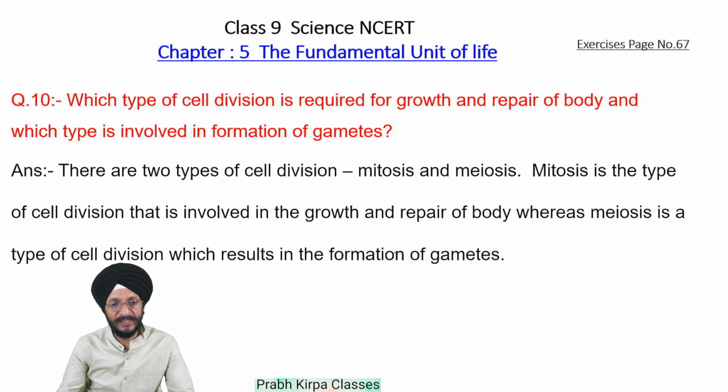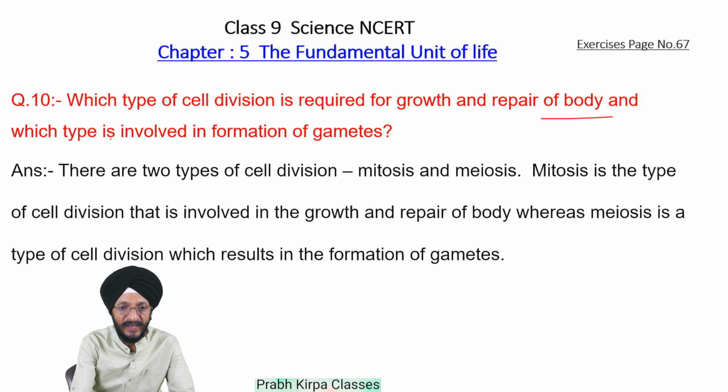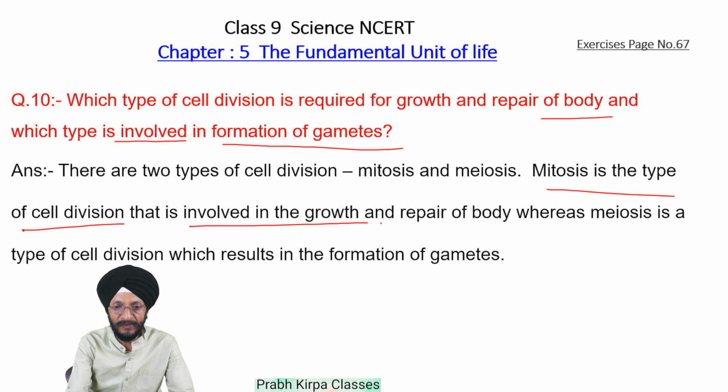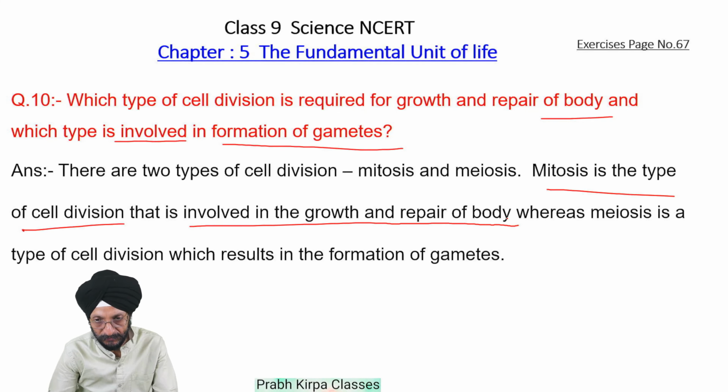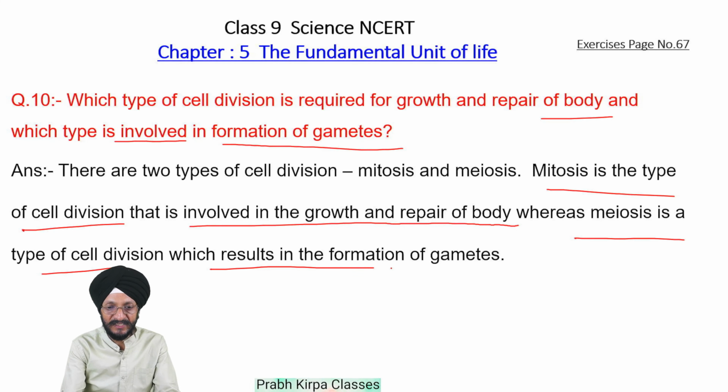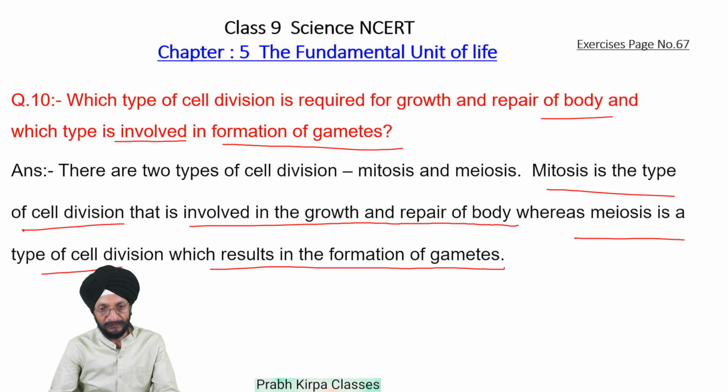Now another question is, which type of cell division is required for growth and repair of the body, and which type is involved in the formation of gametes? As already told, cell division is of two types, meiosis and mitosis. Mitosis is the type of cell division involved in the growth and repair of the body, and it mostly happens in the body of the organism, whereas meiosis is a type of cell division which results in the formation of gametes.